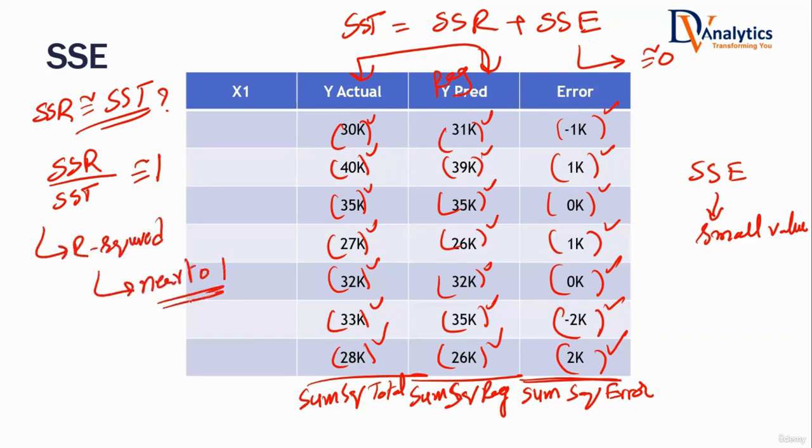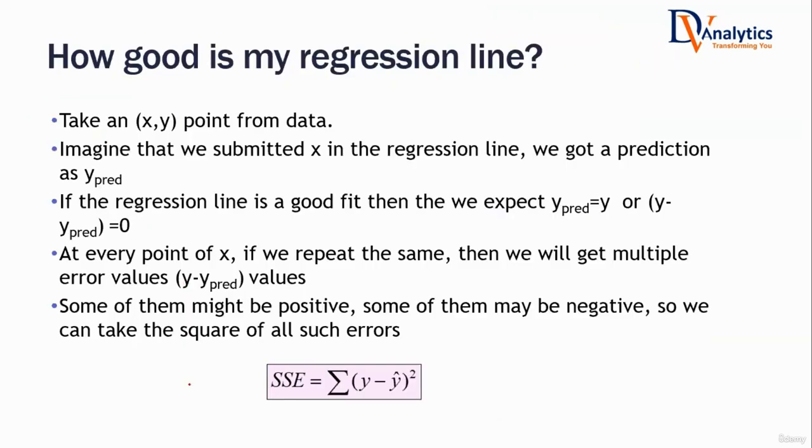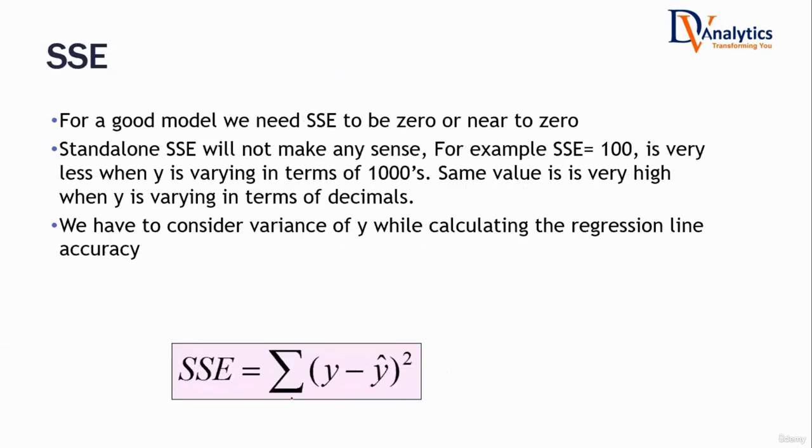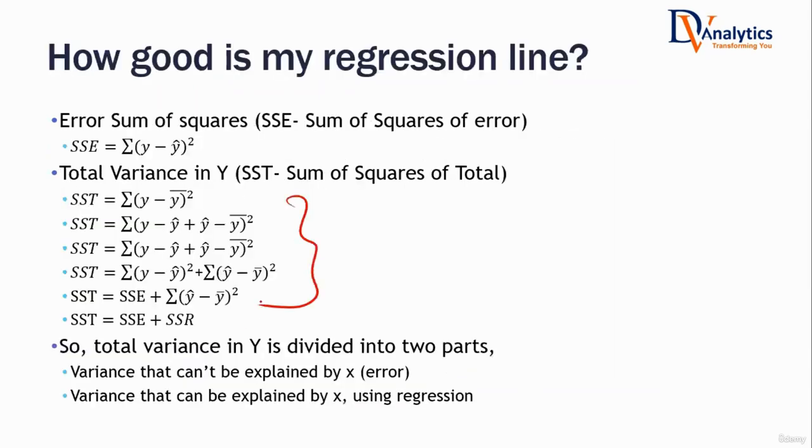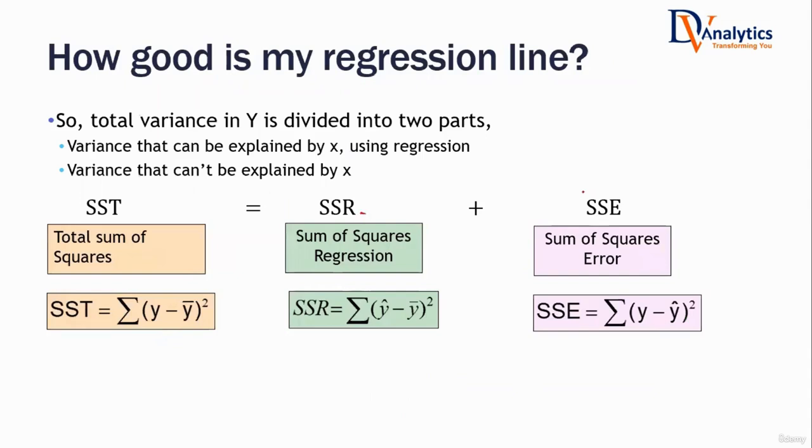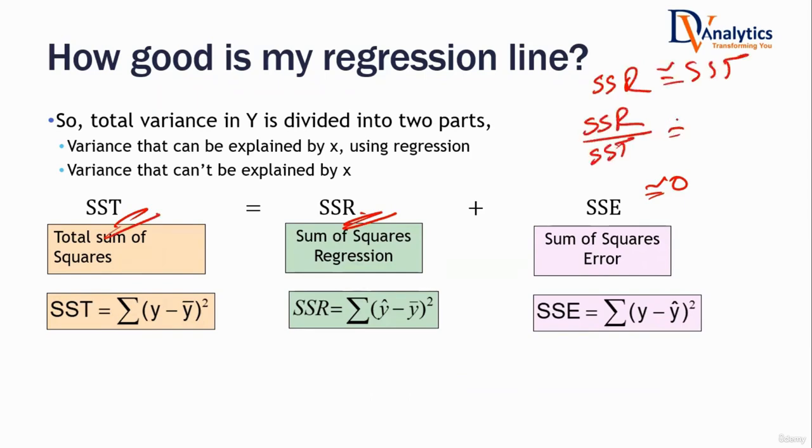Let's recap the whole of this. Sum of squares of error, Y actual minus Y predicted whole square, should always, for a good model, be near to 0. And this whole theory proves that sum of squares of total is equal to sum of squares of regression plus sum of squares of error. That should be near to 0. That means sum of squares of regression should be near to sum of squares of total, which indeed means sum of squares of regression divided by sum of squares of total should be near to 1.